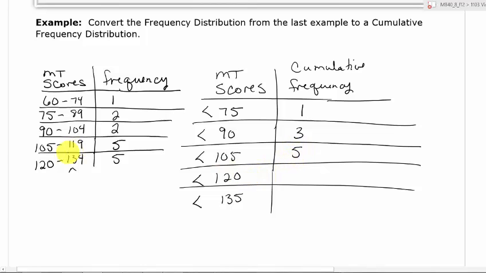And for 120, we want all of the data values that are less than 120. So that's all of these first four. And so that's 5 plus 5, that gives me 10. And then less than 135 would be all of the data. So that would be the 15, the total. So again, you should be starting with whatever was in your first class, 1, and it should gradually work its way up to the total number of data values that you had to begin with.